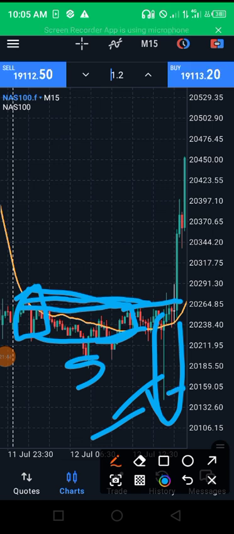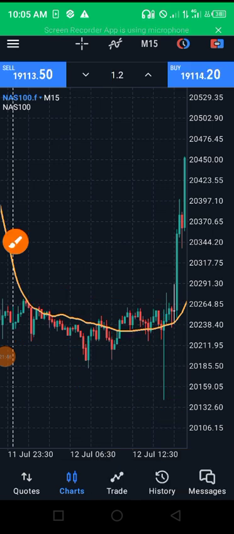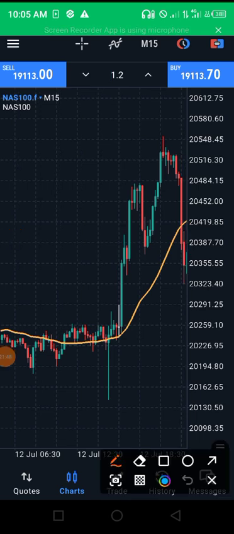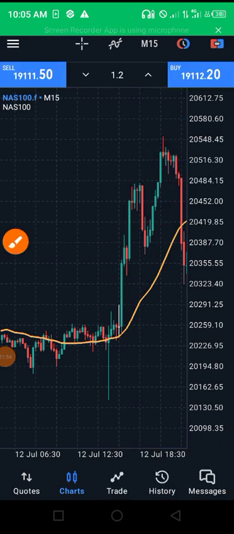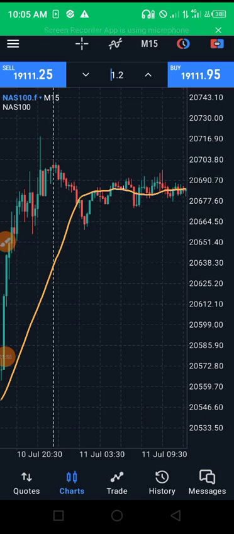Then it later pulls up again, and you will have won it. If you follow it again, you will have won it again. So this is a very beautiful strategy that will give you daily wins.